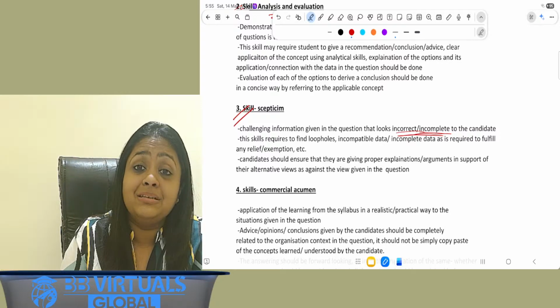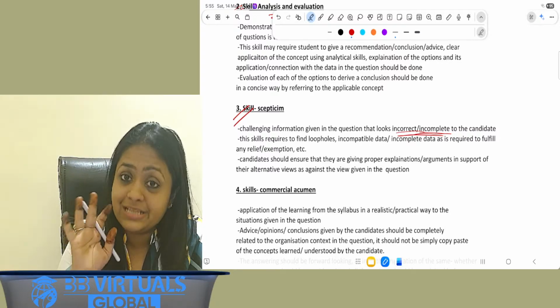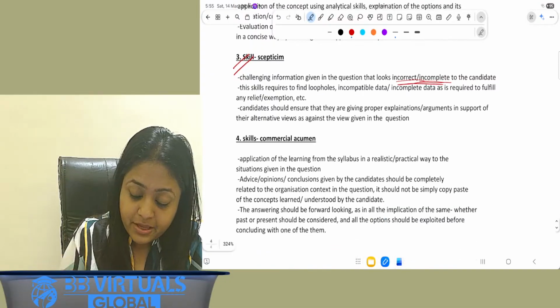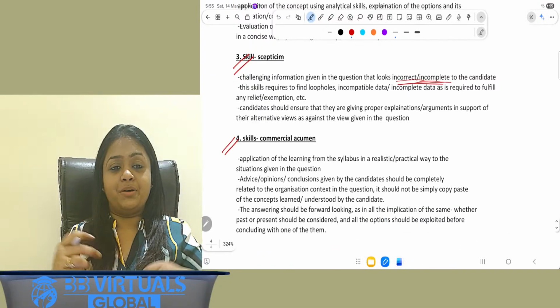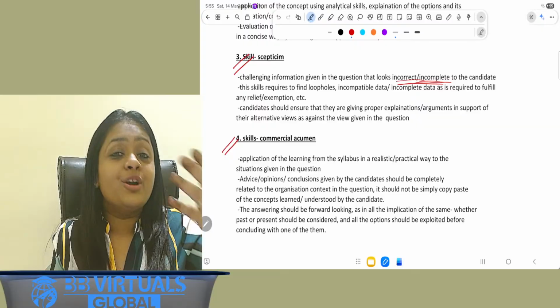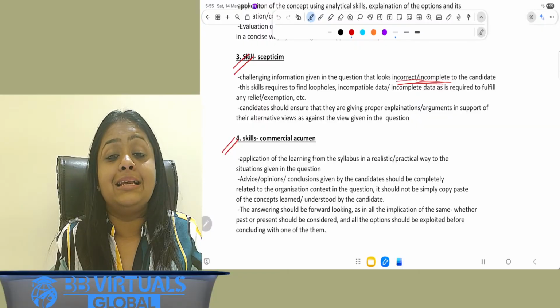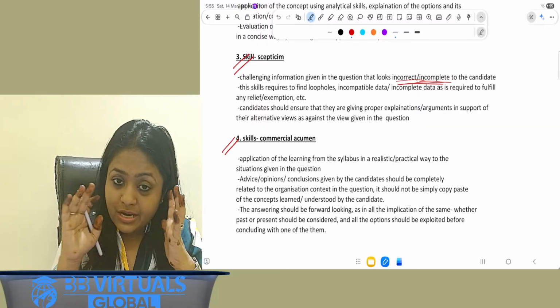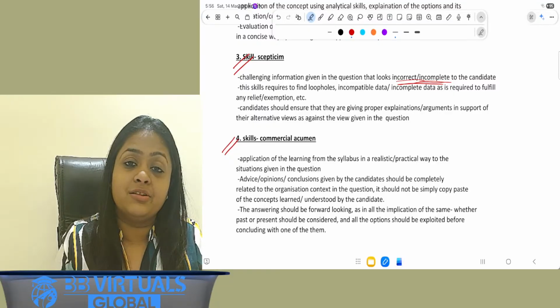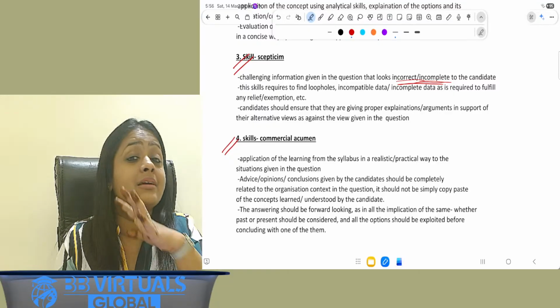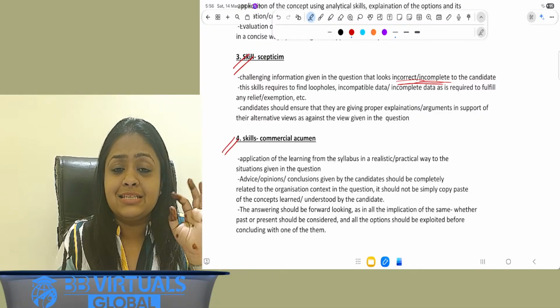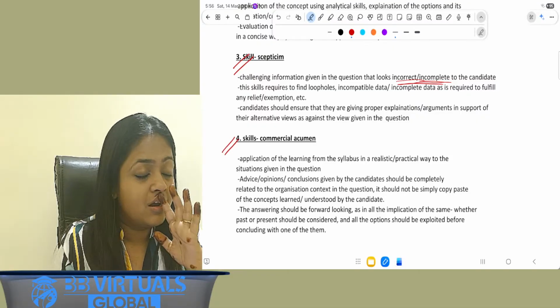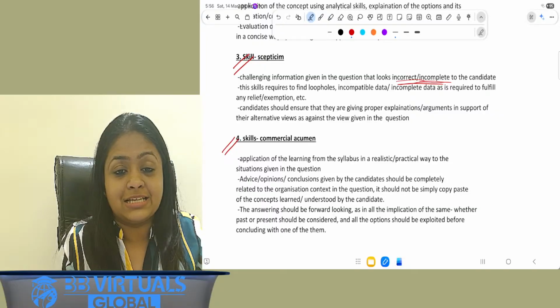So skepticism tests you for that. Yes, absolutely, it's a very good testing area. Then the last is commercial acumen. Commercial acumen is for what you're studying in ATX, the practical applicability. That is, you're able to apply whatever you studied in the course in a realistic manner, in a practical manner, and this is where your communication and your commercial acumen get tested.